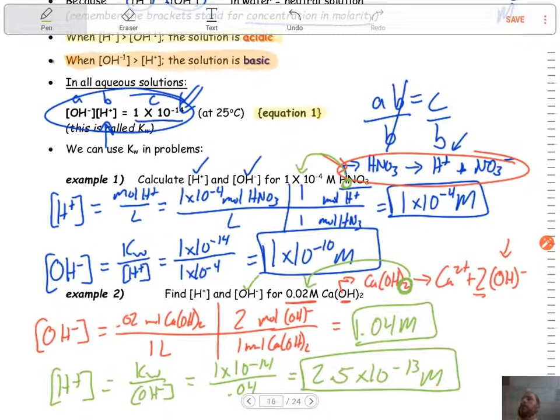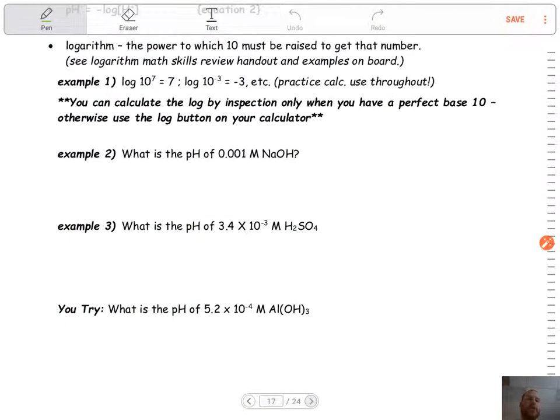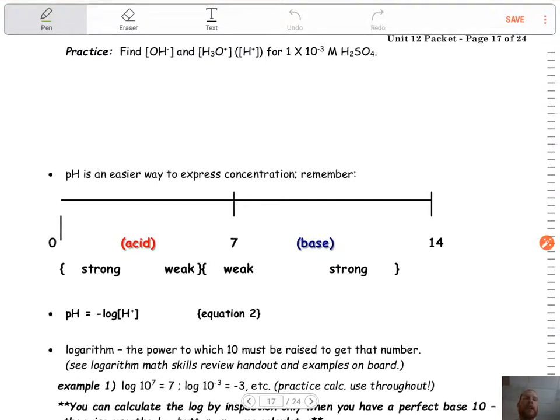I want you guys to try this next problem on your own. Okay? So pause the video, take a couple minutes to do that, and then I'm going to go through it here in just a second.